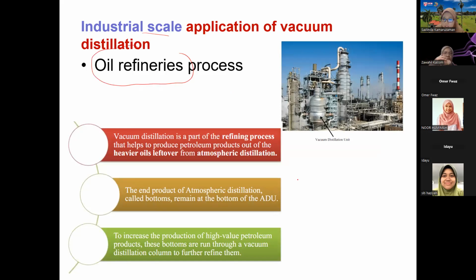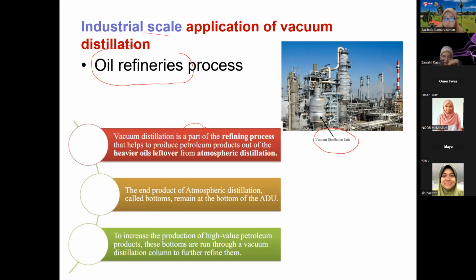As we can see here, this is one of the vacuum distillation units, but you have to bear in mind that in the oil refinery process, the vacuum distillation unit is only one part. It does not contribute 100% to refining the oil, but it contributes part of the process. Vacuum distillation is a part of the refining process that helps to produce petroleum products out of the heavier oil leftovers.